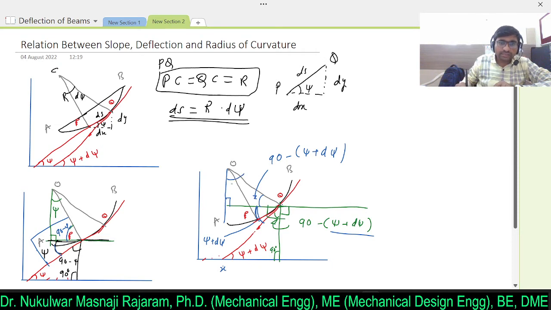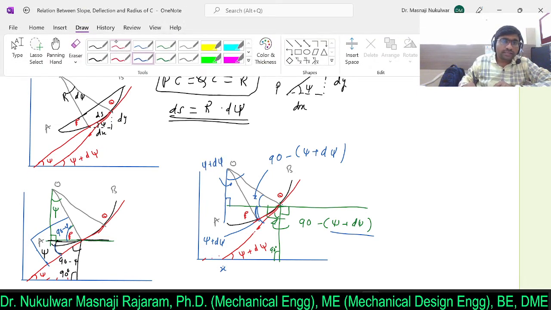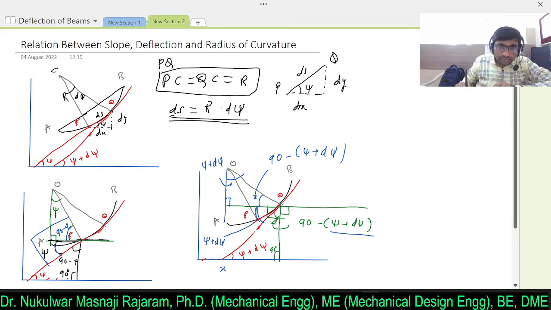So can I consider this as psi plus del psi? Now from this equation we have already seen that this particular angle up to P is psi. So what will be this angle? This angle will be del psi. Psi minus del psi is this entire angle. Clear?